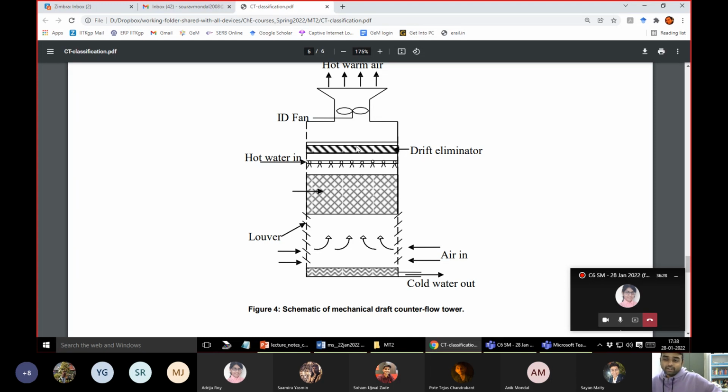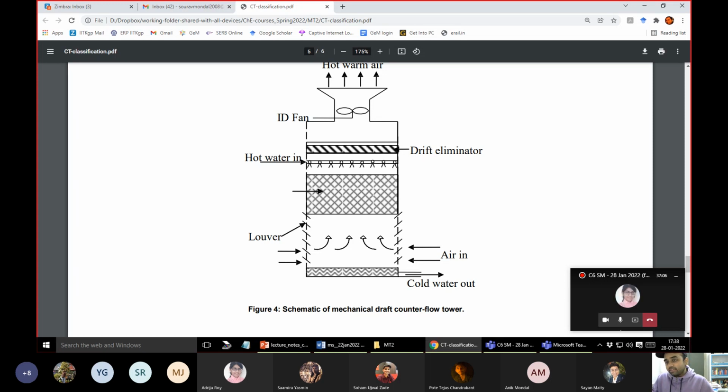Now both have their own advantages and disadvantages, right? Whether it is the induced type or the forced type, they have their advantages. So what do you think about the advantages and disadvantages of the induced and forced types? All of you can easily understand that these are more efficient versions than a natural draft or atmospheric draft, but the downside is that you need a fan here, which costs you energy.